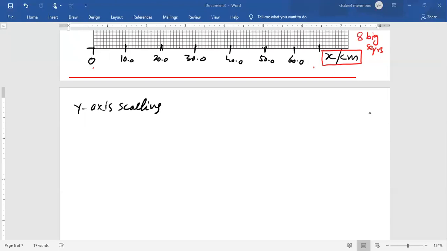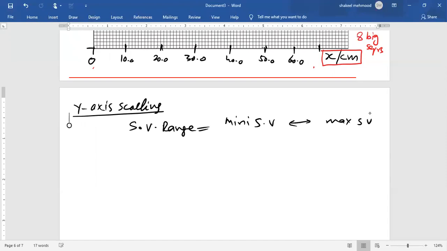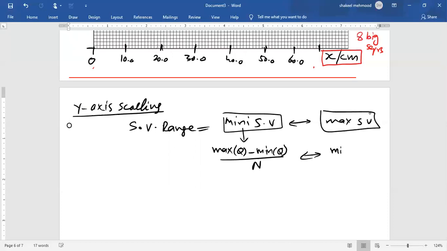Beta, for y-axis scaling, you will repeat the same thing. Scale value range is the minimum scale value and then the maximum scale value. Beta, for minimum scale value, your formula is the maximum of the quantity that is plotted along y-axis minus the minimum of the quantity that is plotted along y-axis over the number of squares. And for maximum scale value, it's the same, minimum scale value into 2. Okay, just apply it. The maximum was 1.50, minimum was 0.8, and n was 12. So just solve it. It's 0.70 over 12.